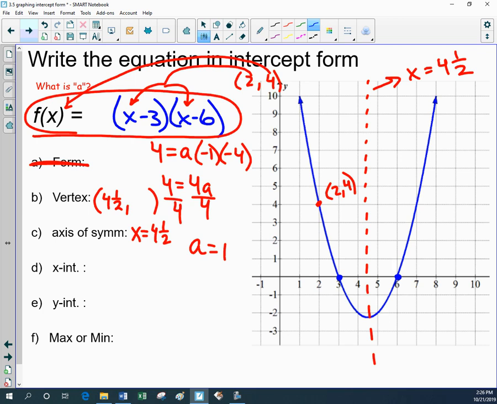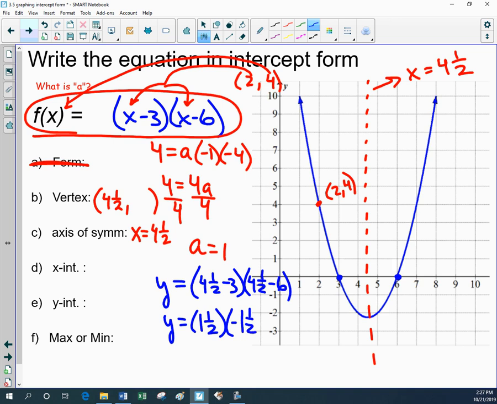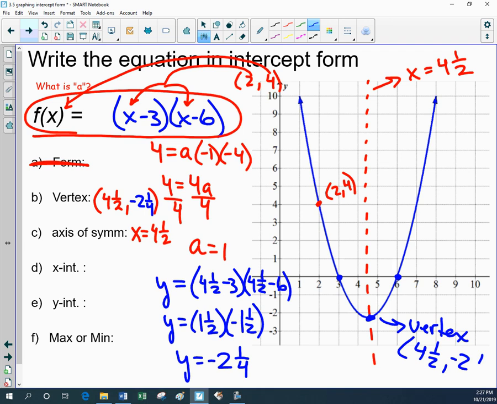So we would have y equals 4 and 1/2 minus 3 times 4 and 1/2 minus 6. So 1 and 1/2 times a negative 1 and 1/2, and that would be a negative 2 and 1/4. Okay, so that's our vertex. The vertex is at 4 and 1/2, comma, negative 2 and 1/4.